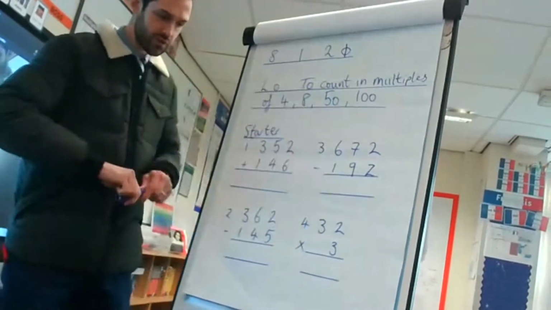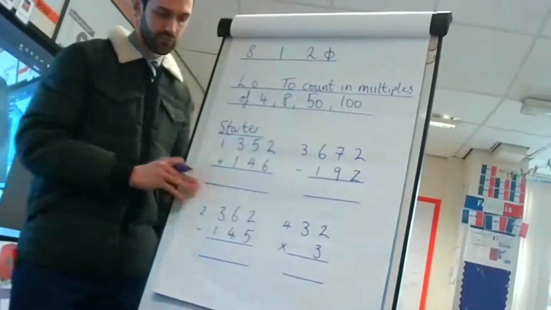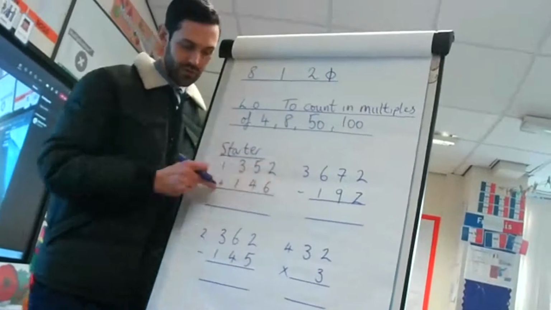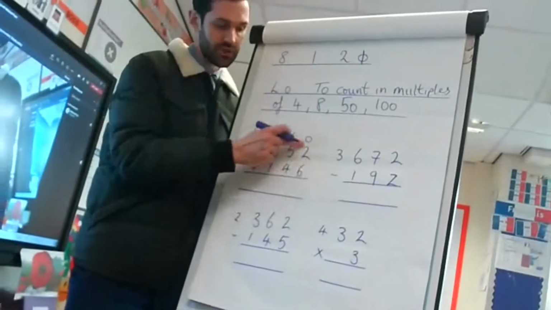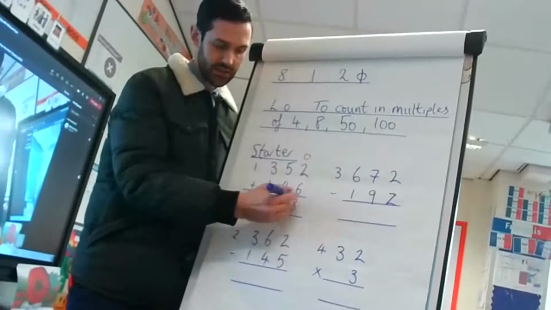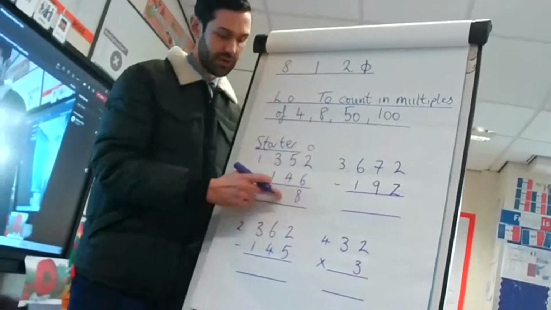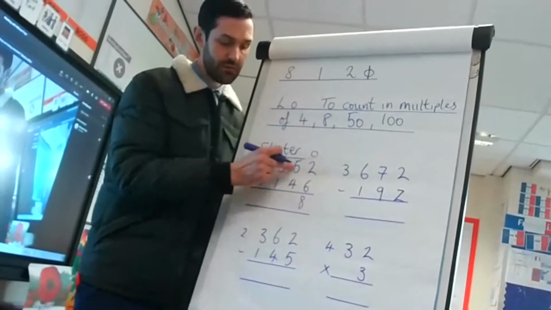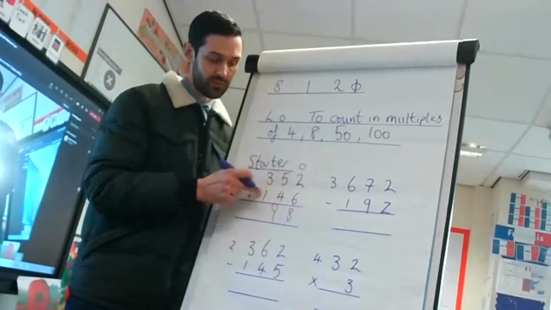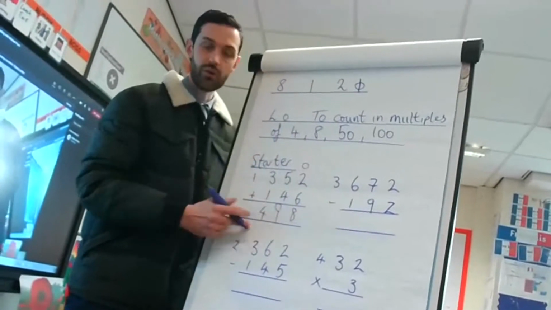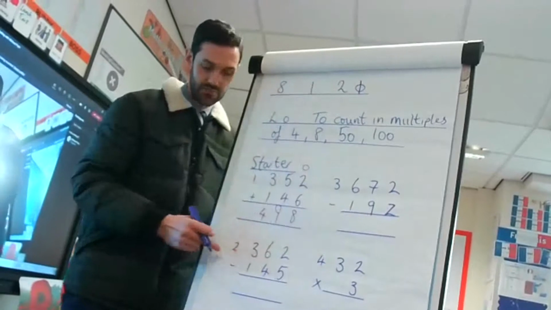Okay, straight on to this. Question 1: 352 add 146. Remember, I'm starting with my 1's column. So I'm going to do 2 add 6, which is 8, straightforward for some of you guys, especially you step 3's. 5 add 4 is 9, and then into my 100's column, 3 add 1 is obviously 4. Give it a tick or fix it, guys, okay?